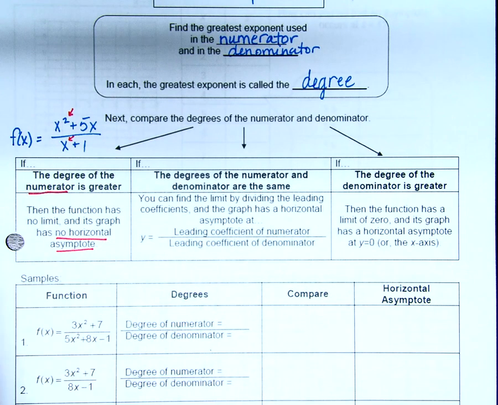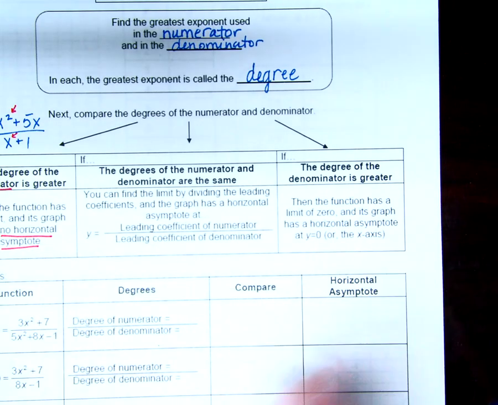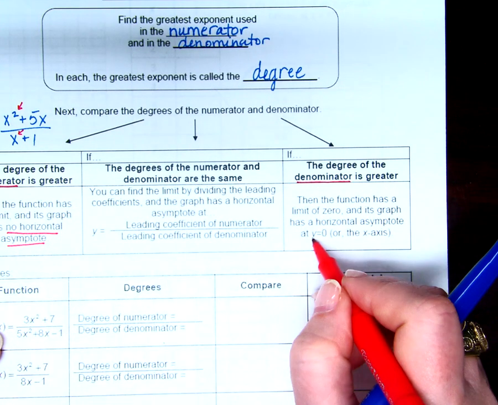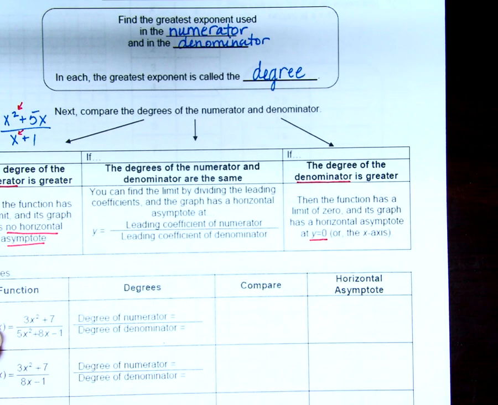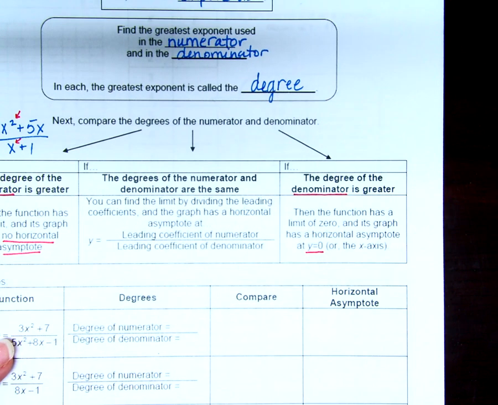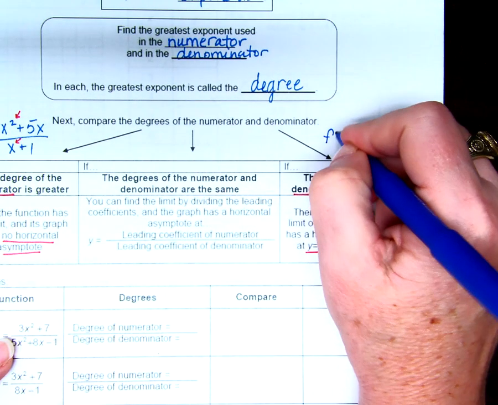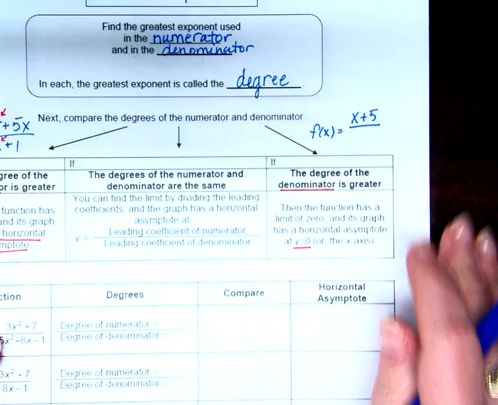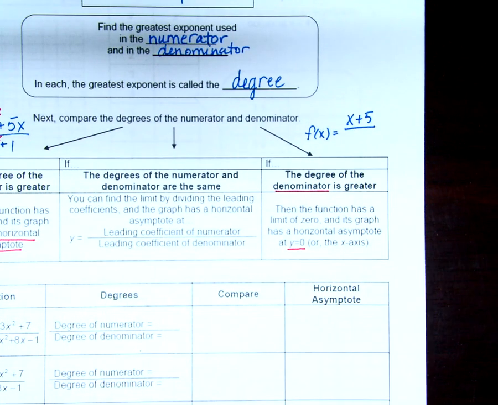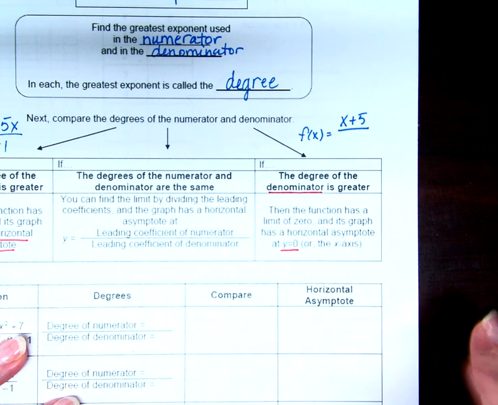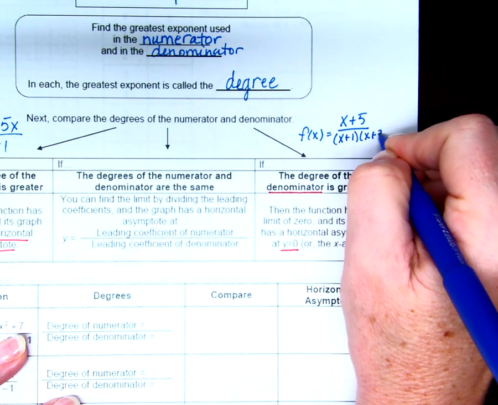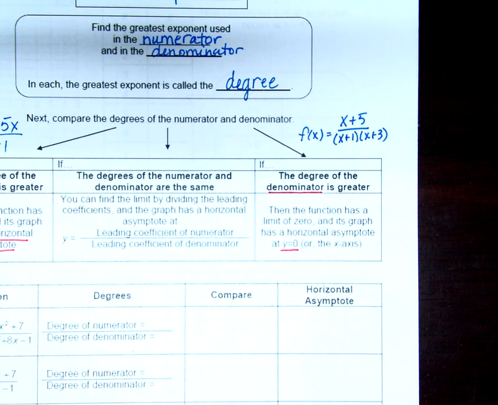Go to the other side. The degree of the denominator is greater. If the degree of the denominator is greater, there's automatically a horizontal asymptote at y equals 0. So if f of x equals x plus 5, also on this example, I'm going to try to trick you. Don't be tricked. x plus 1 times x plus 3 is our denominator. x plus 5 is our numerator.